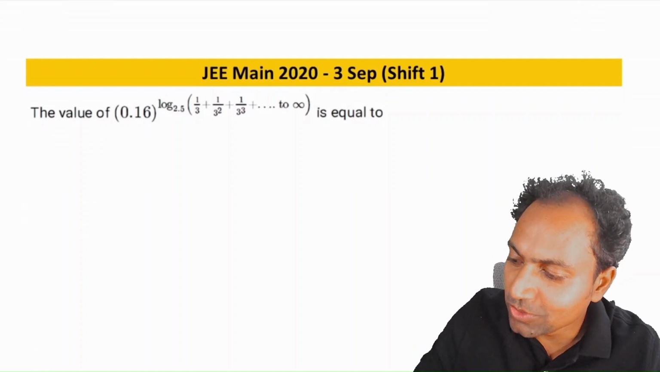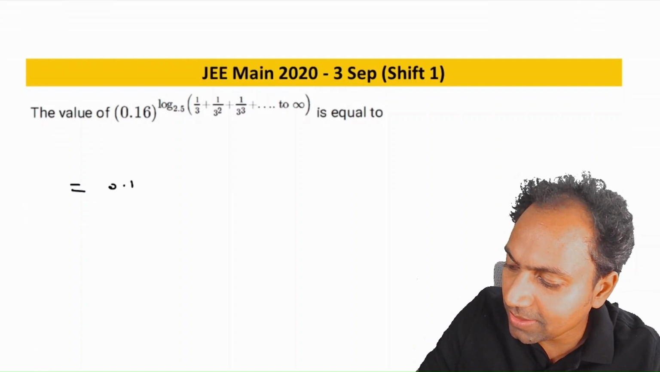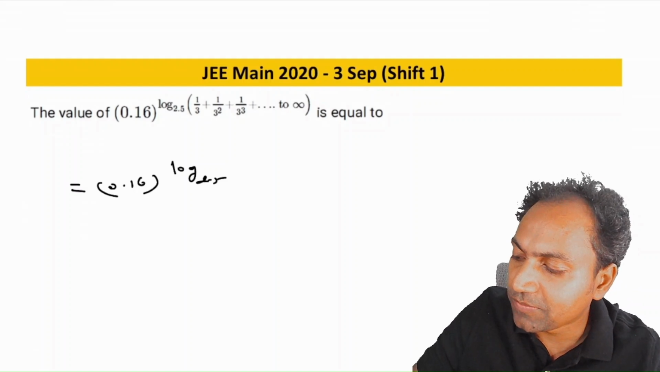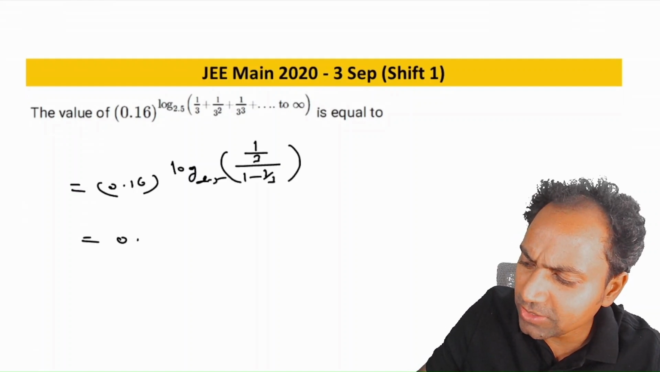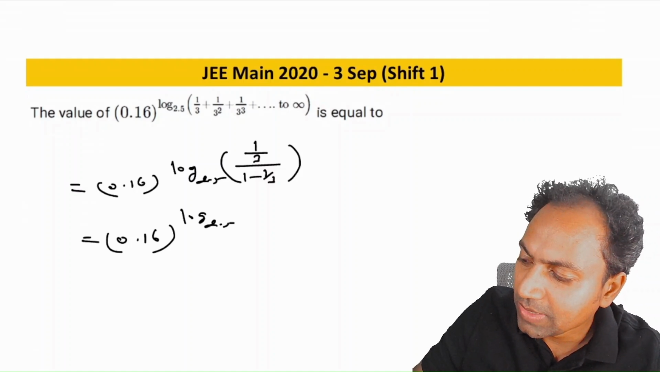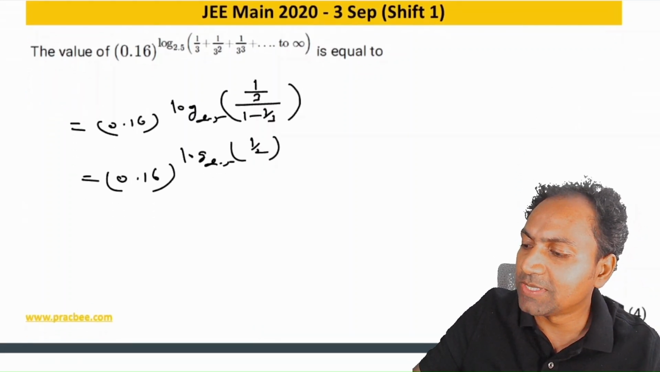So if I look into this question, what I can do here is basically in the power inside the log, we can apply the formula of infinite GP. It comes out to be a upon 1 minus r. And if you simplify, it is 0.16 raised to the power log of 2.5, and this if you simplify becomes 1 by 2. Now you can use the ABC formula.